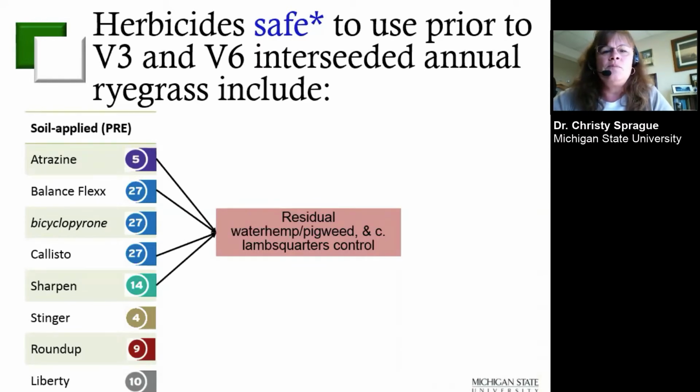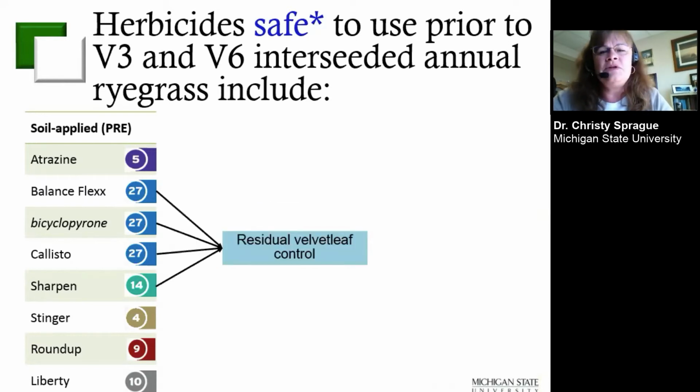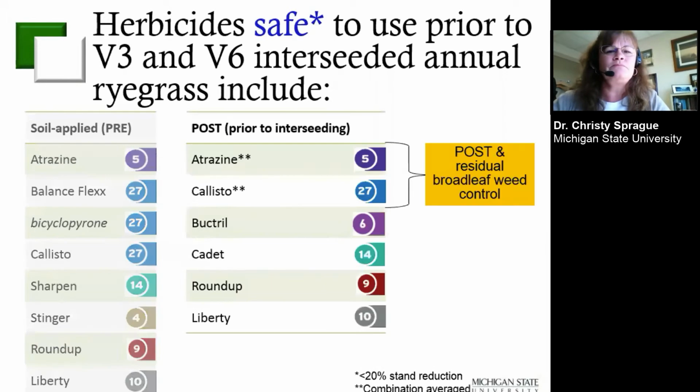And then some of the weeds that we're more concerned about, some of the pigweed species like waterhemp and also common lambsquarters. So things like atrazine, Balance Flex, Callisto, and Sharpen would all give us good residual control of those weed species. So just kind of thinking about what are some of the weeds we're trying to manage, as well as trying to, again, establish the annual ryegrass. And some of these herbicides are actually pretty good on velvetleaf. So all of our group 27 herbicides, as well as Sharpen.